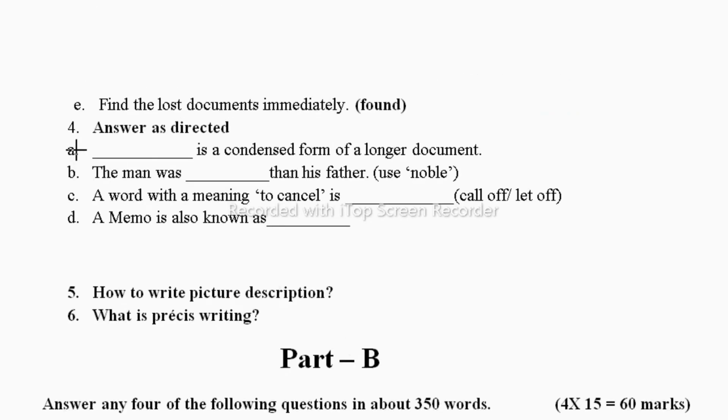Now let's see the next one here. Fourth question, answer as directed again. Dash is a condensed form of a longer document. So what is the condensed form of a longer document? That I have already explained. Précis writing, which is a shortened version or summary of any book, article or anything. So here you need to write précis writing, which is a shortened or condensed form of any longer document. Précis.